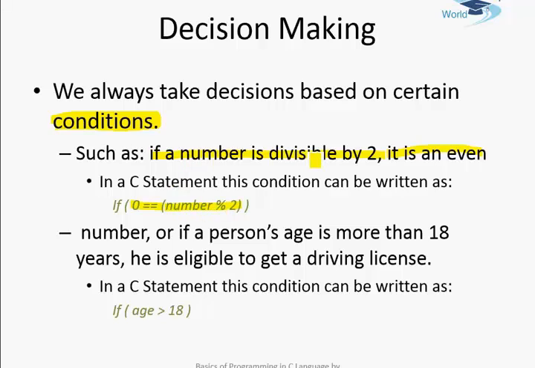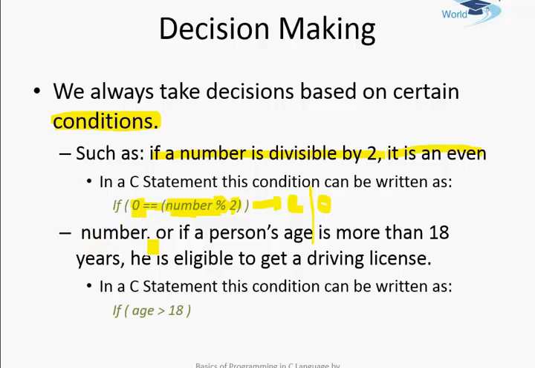To check this condition in C language, you have to use the modulus operator, which will give you the remainder after dividing the two numbers. It will divide the value of number by 2, and whatever the remainder will be, it will be returned. Here you are comparing that remainder with 0. In case that remainder is equal to 0, then your number will be even. In case that remainder is 1, then your number will be odd. So this is one example of a condition.